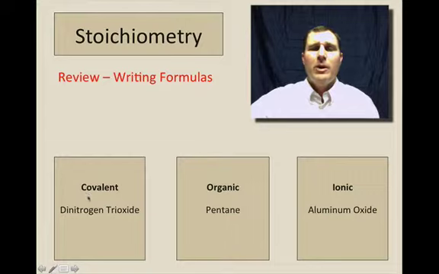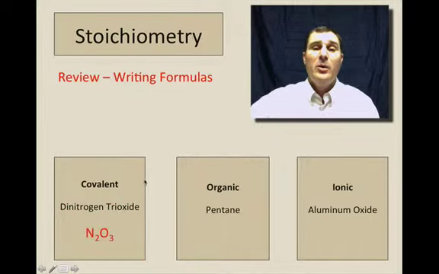Okay? If you remember, covalents were the ones where we used the prefixes. So here I have dinitrogen trioxide. That just tells me that there are 2 nitrogens and 3 oxygens, so that would be written as N2O3.